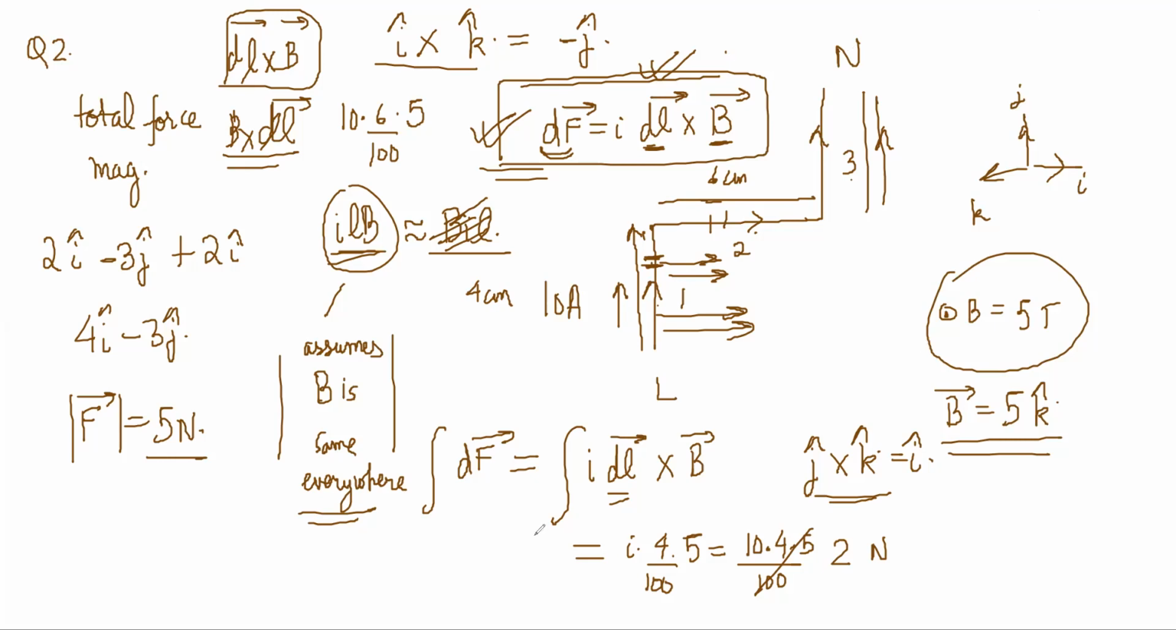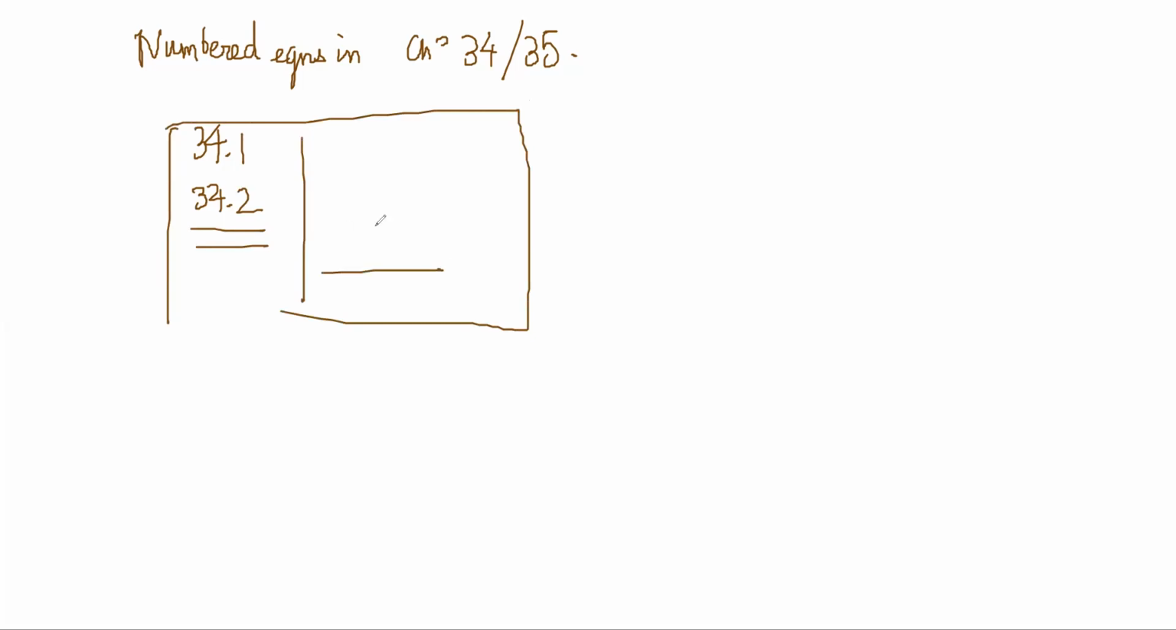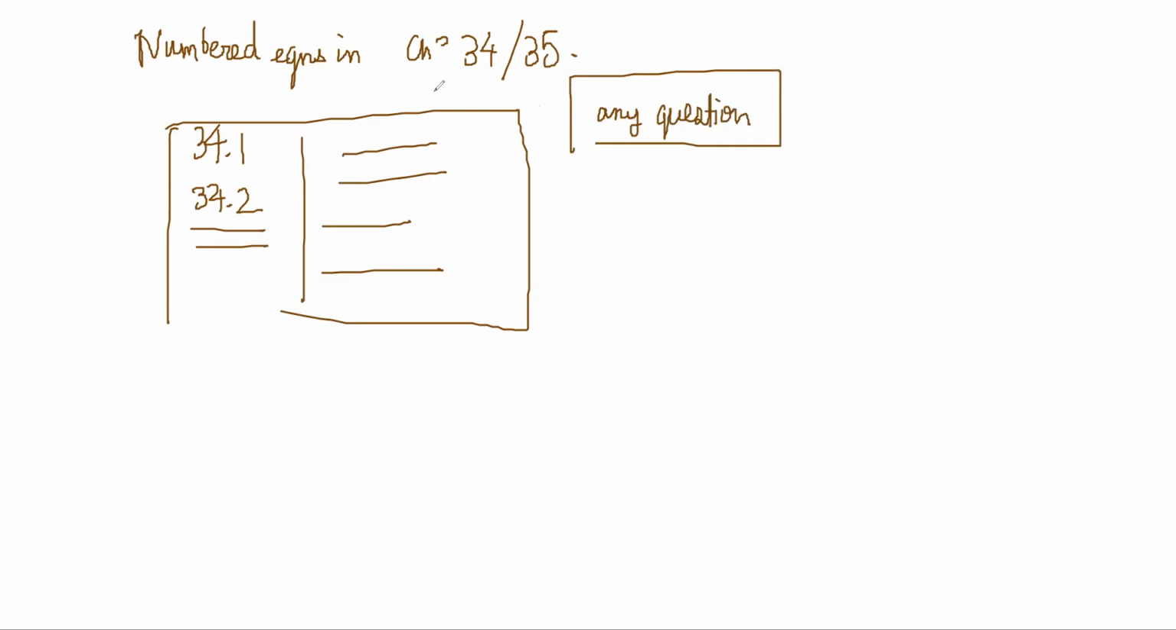Like, look at one way to quickly see that is look at all the numbered equations in chapter 34 and 35. Whichever one he has read, 34.1 or 34.2 and so on, just make notes of those numbered equations. Those are the things that are important, and those can be used to solve any question that comes. So you don't need to do anything else. You need to understand why this is happening, why that is happening, and just apply those. Question number 3, right?